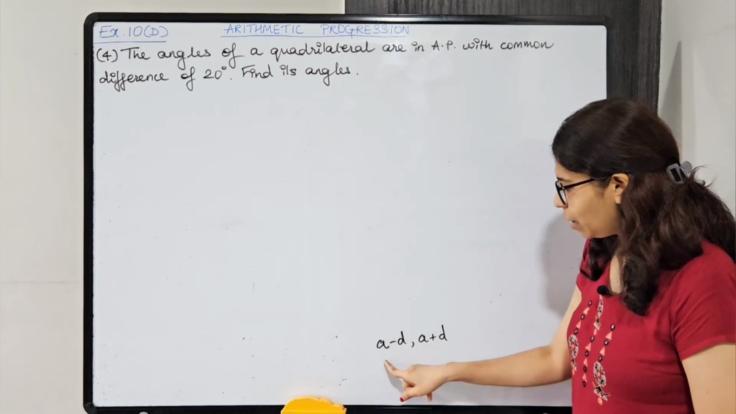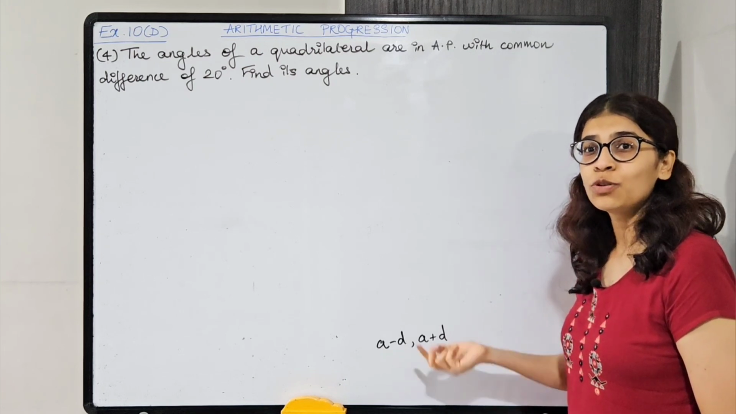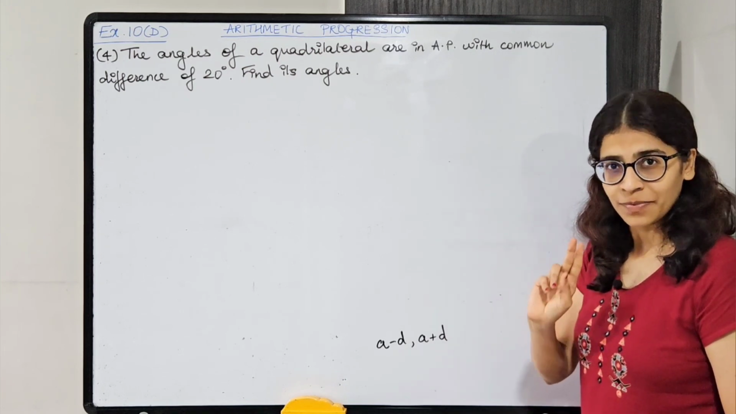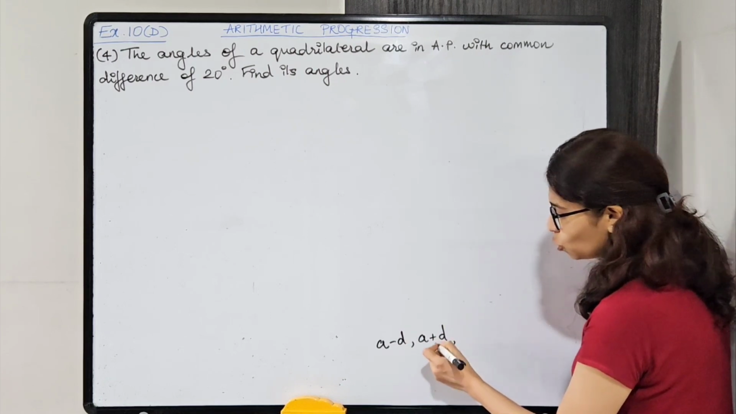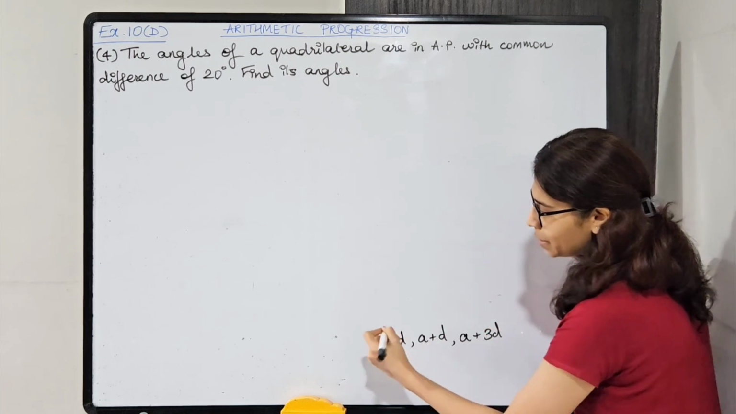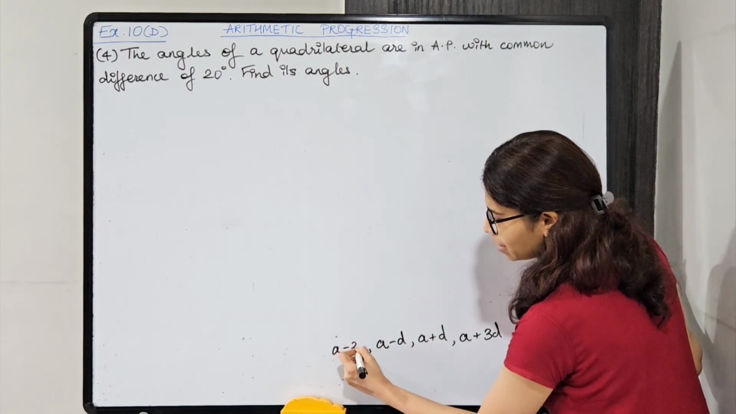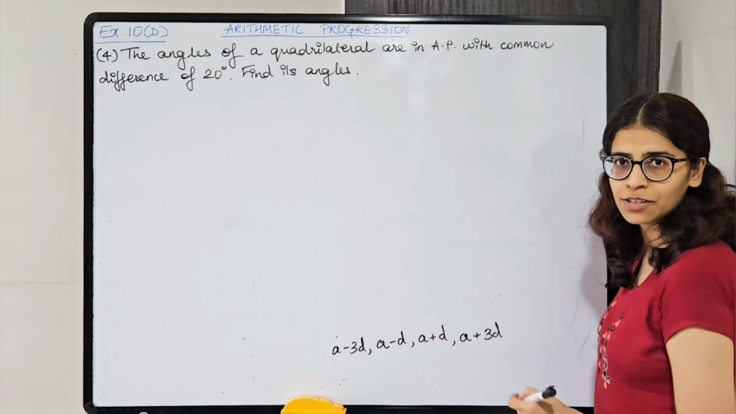All right, so A minus D and A plus D. Check the difference. What is the difference between the two terms? 2D का difference है. Okay, 2D not D. Difference is 2D. So you will add 2D. That will give A plus 3D, and यहाँ पे subtract 2D, so it will give A minus 3D. So these are the 4 angles of the quadrilateral.